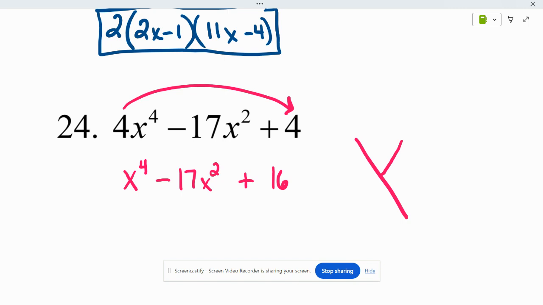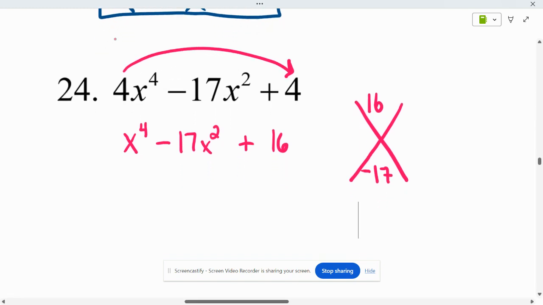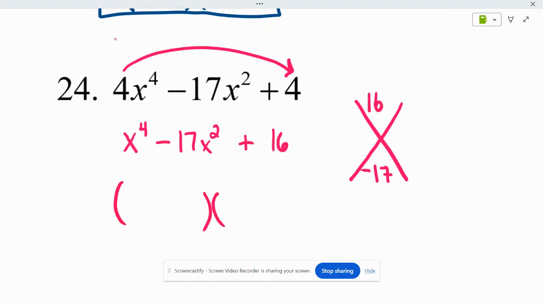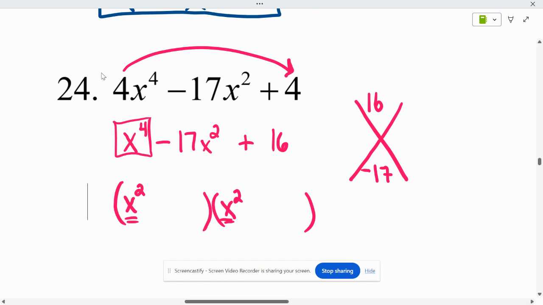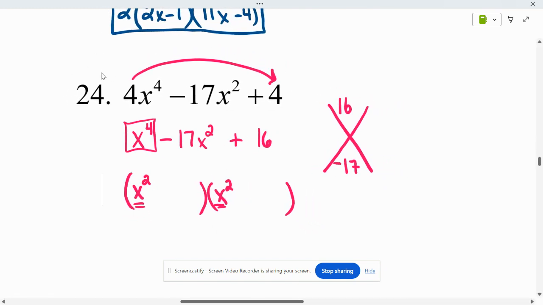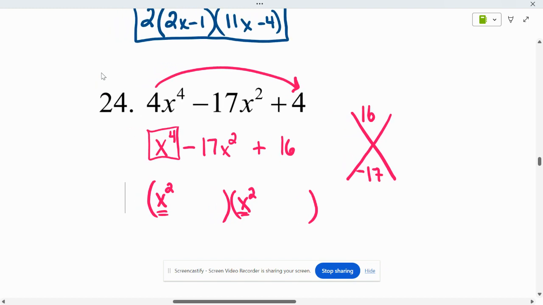So you're still looking for two numbers that multiply together to give you 16, that when you add them, you get negative 17. The only difference is, Ashton, when you set up your parentheses, you actually have x squared at the front instead of x, right? Because x squared times x squared is going to give you your x to the 4th. Yeah, absolutely. Does everybody see that? Does that make sense? Write that down really fast. That's your number 24. That's how you're going to get that set up.